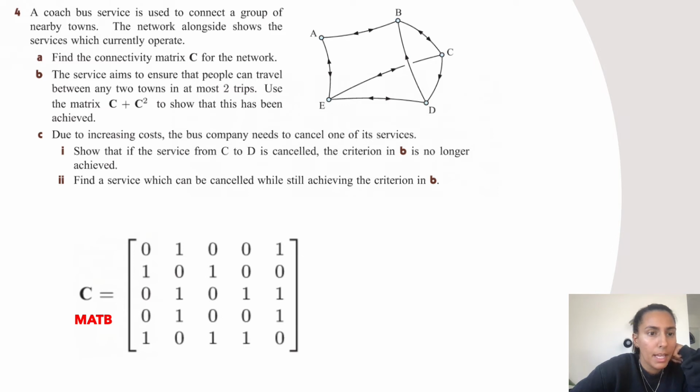Then part B says the service aims to ensure that people can travel between any 2 towns in at most 2 trips. So what 2 trips would mean, for example, it would mean A to B, B to C. That would be 2 trips. Use the matrix C plus C squared to show that this has been achieved. All right, let's do that then.